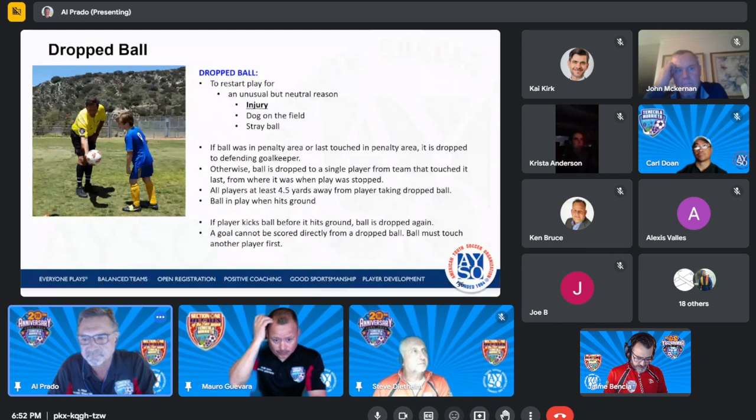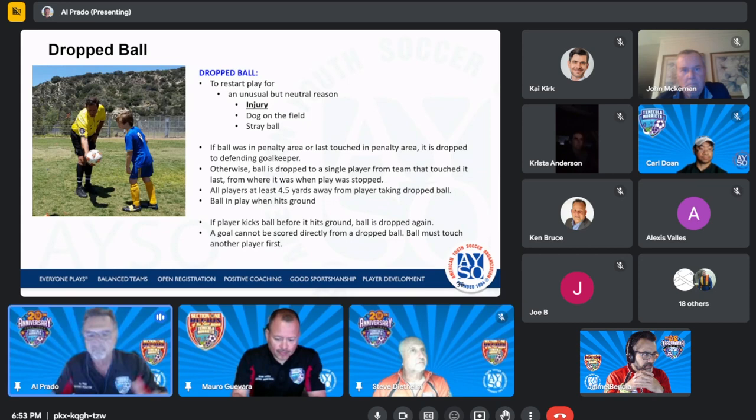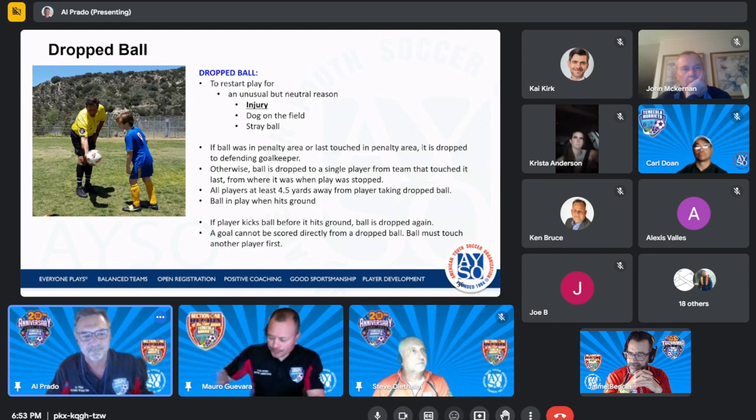Good. Okay, drop ball. And the drop ball is an unusual restart, but basically, if you blow your whistle without having to caution somebody for any other reason, like for injury or a dog in the field or a stray ball, anything like that, or, you know, again, a 6-year-old grandson was out on the field, you restart the match with a drop ball, okay? And it's usually at the player's waist or below, and it really is a drop ball.